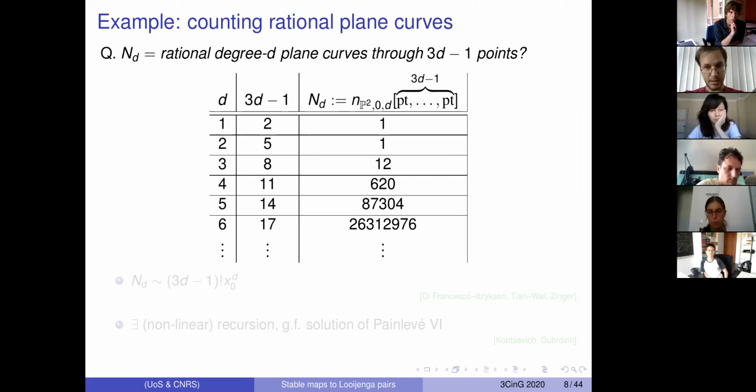Entries in the table are familiar. We have one line through 2 points in the plane in generic position. We have one conic through 5 points in the plane in generic position. There are 12 rational cubics through 8 points in the plane, essentially from classical arguments.